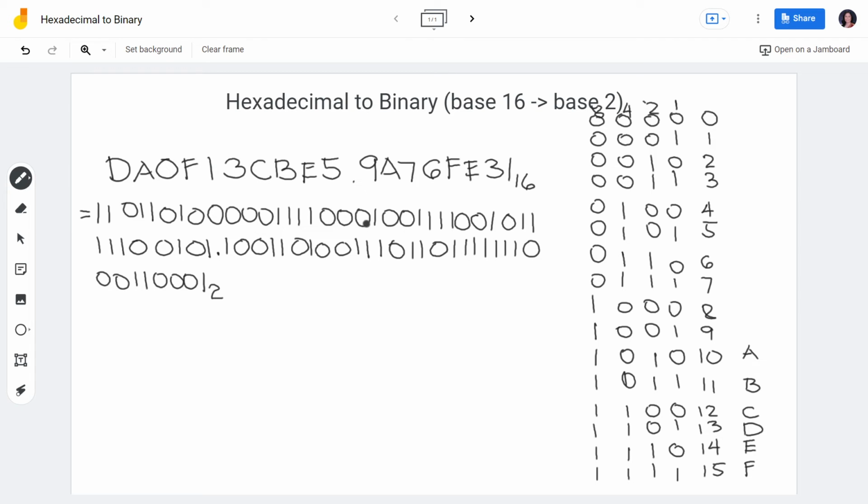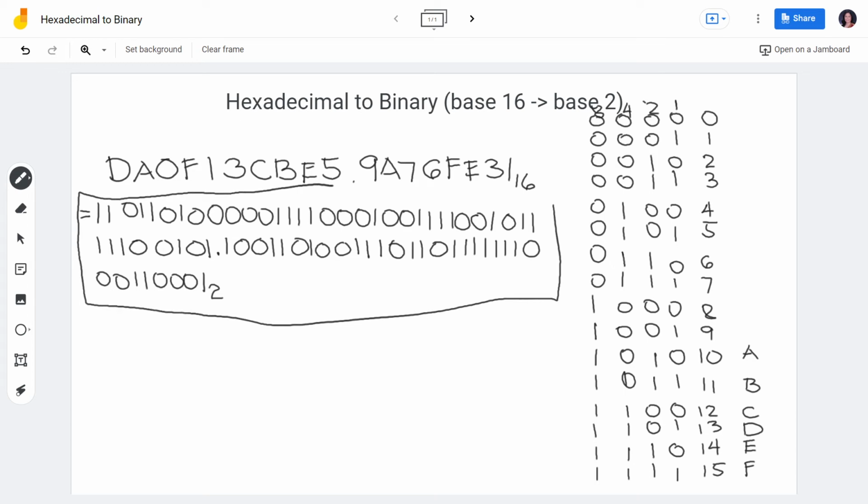So actually, if you're confused, you can group it first by 4. But always the final answer, there must be no spaces. So this will be our final answer for this example.